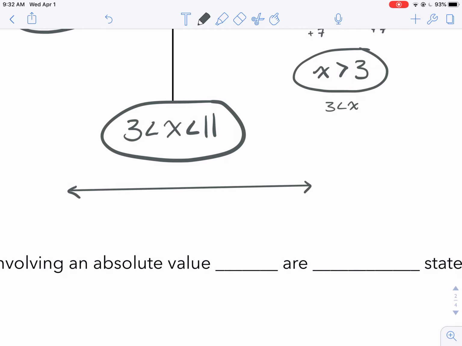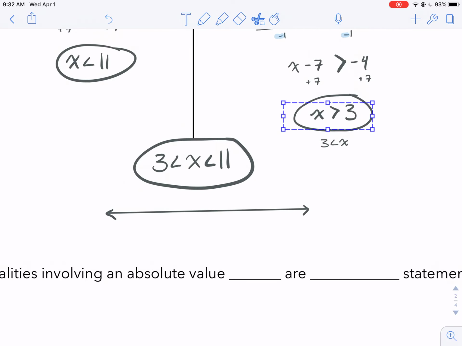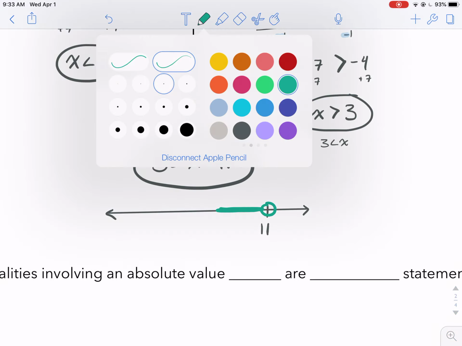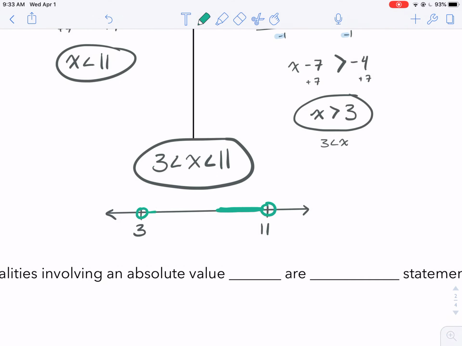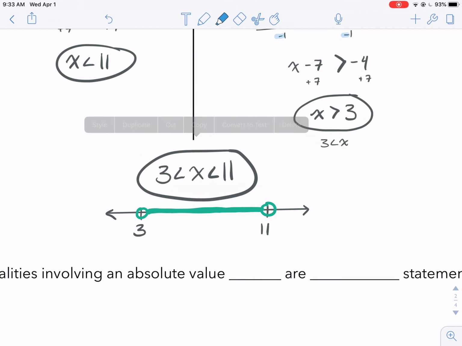So to graph this, what I'm going to do is I'm going to graph each side. So first, let's graph x is less than 11. We're going to put an 11 here. To graph x is less than 11, that's an open circle, and that's going to go this way. To graph x is greater than 3, we're going to start at 3. That's another open circle, but x is greater than 3 goes this way. And this is why I like to write inequalities together as one statement, because you have your x between 3 and 11.